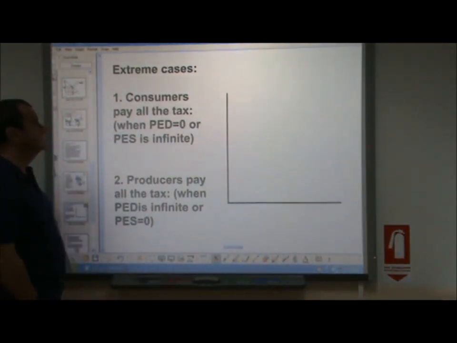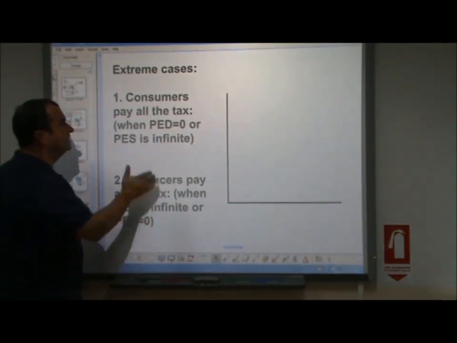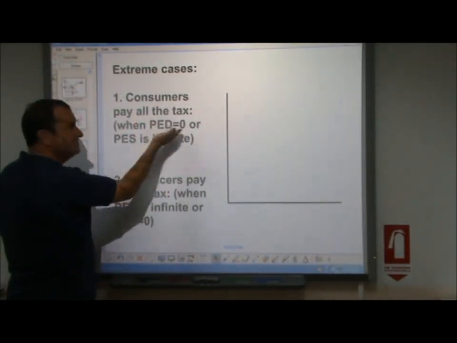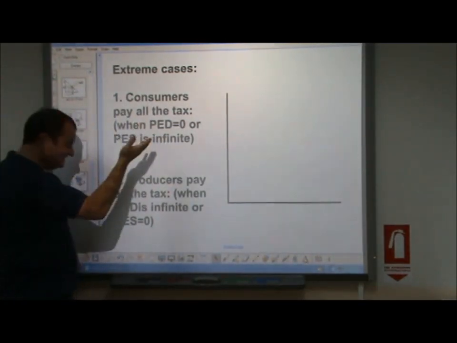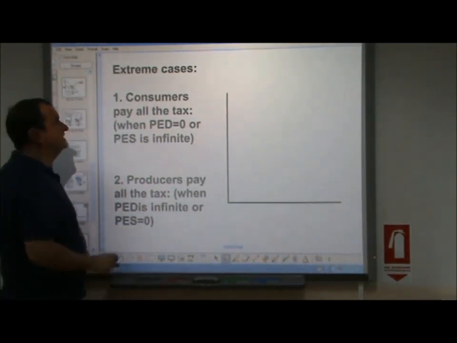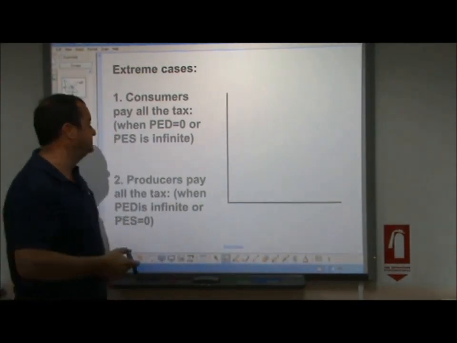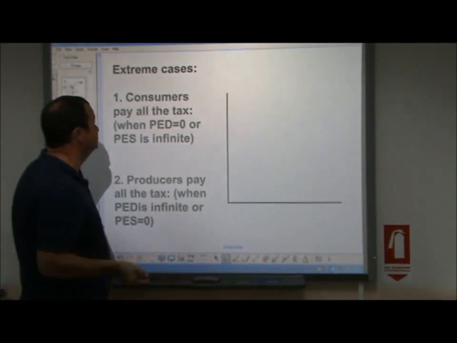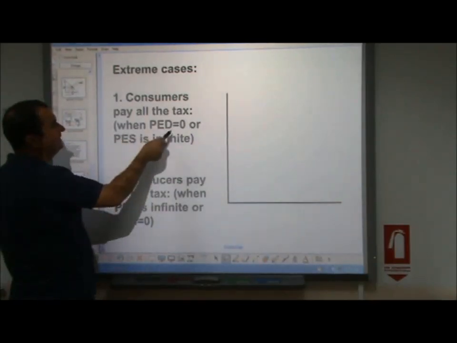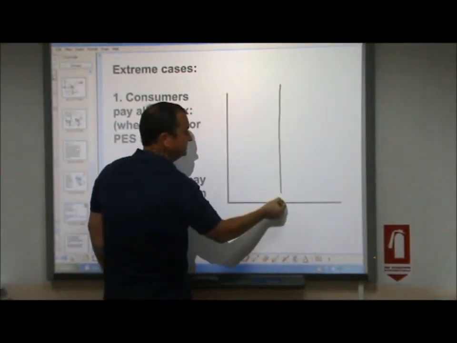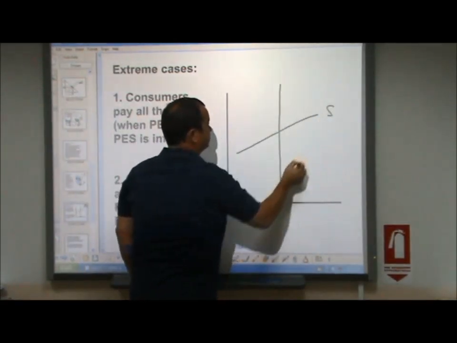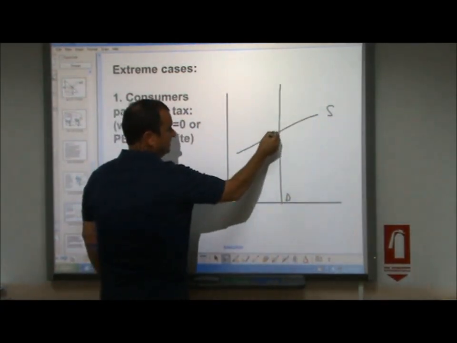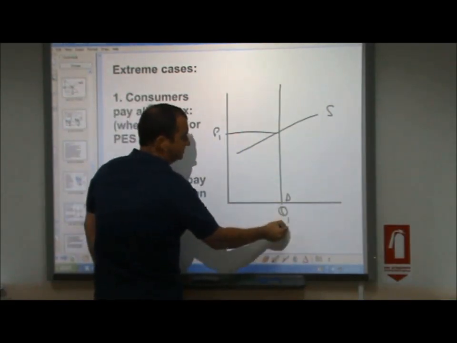Extreme cases. Consumers may pay all the tax in the extreme case of price elasticity of demand being perfectly inelastic or price elasticity of supply being perfectly elastic. I can show you that. It doesn't happen in reality, but theoretically it's possible and you might get examined on it. So let me show you when PED is 0, PED looks like this. There's the demand. And there's a supply curve, S. Okay, here we are, there's price, P1, quantity, Q1.